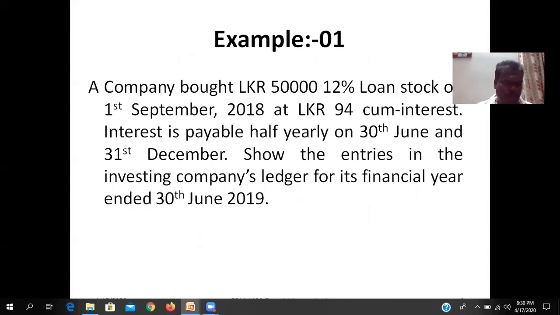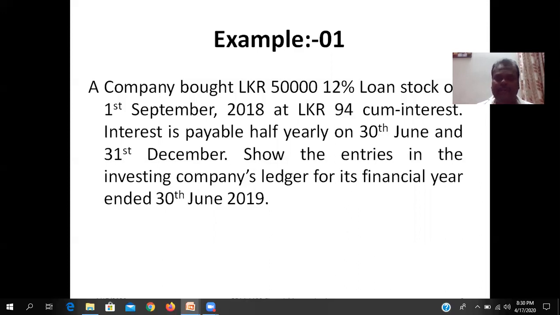Having more understanding, we can move to example number 1. I think you all have this example in your handout, which is available on your LMS. A company bought 50,000 12% loan stock on 1st September 2018 at 94 cum interest.